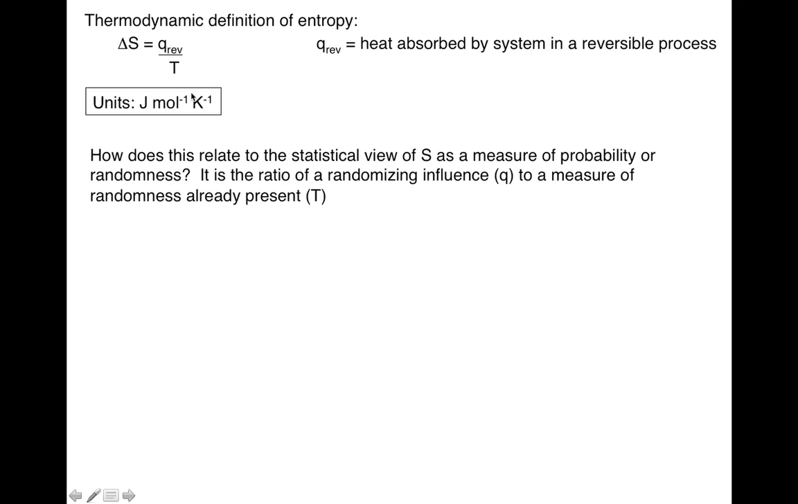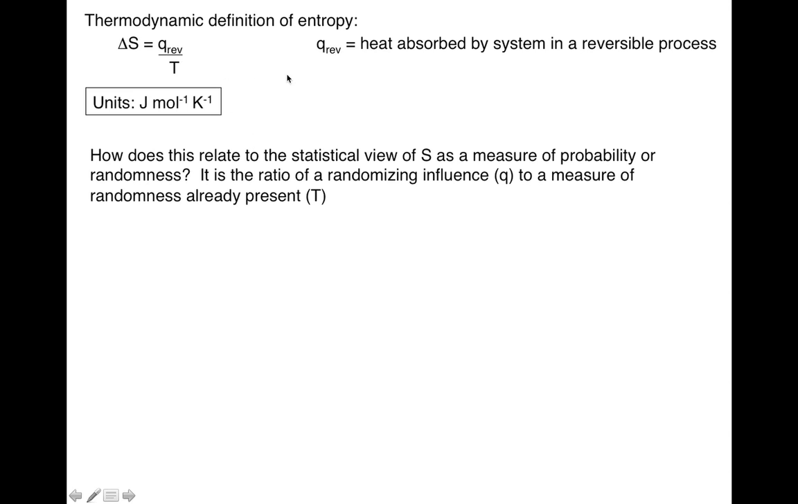Okay, now this is a very weird looking equation at some level. So how does this relate to the statistical view as a measure of probability? Again, larger S means that the W term is larger; it's a measure of probability, higher entropy. So how does this relate? Well, if you look at the equation, you just get an intuitive feel for this.